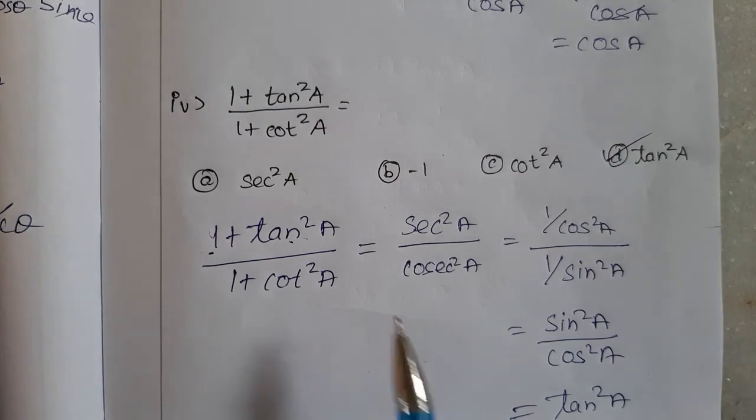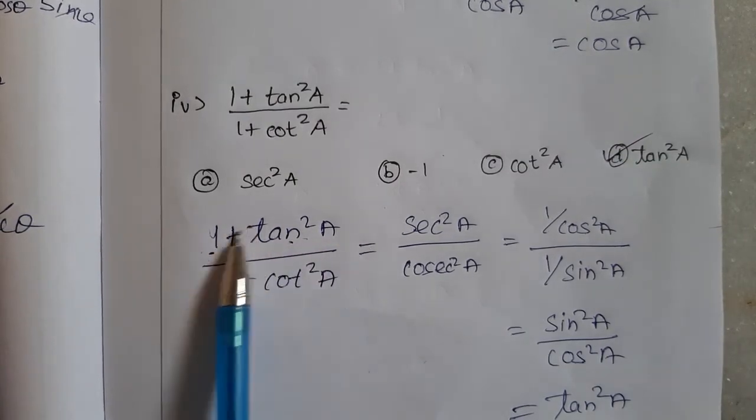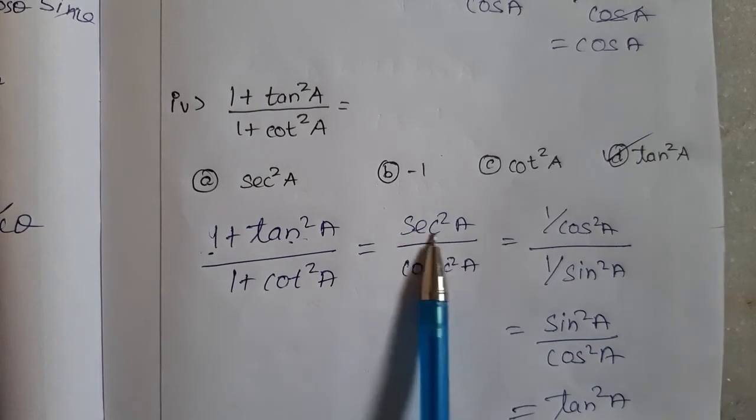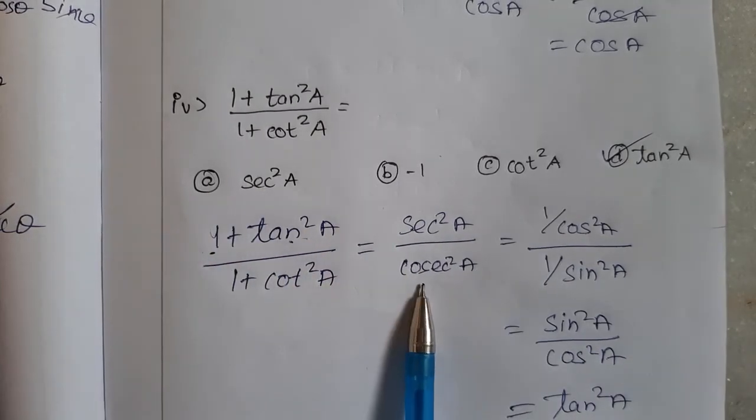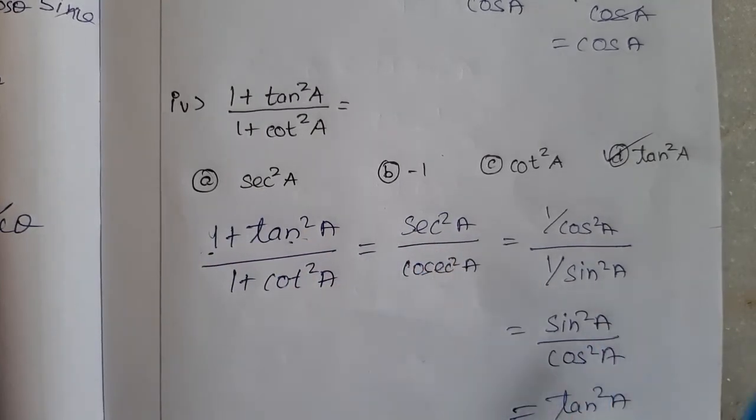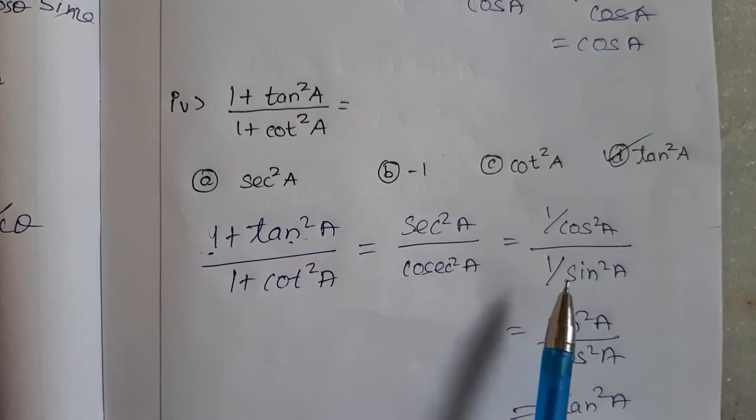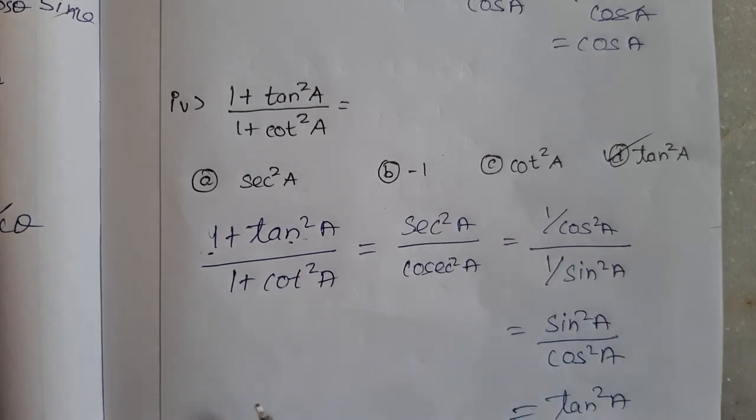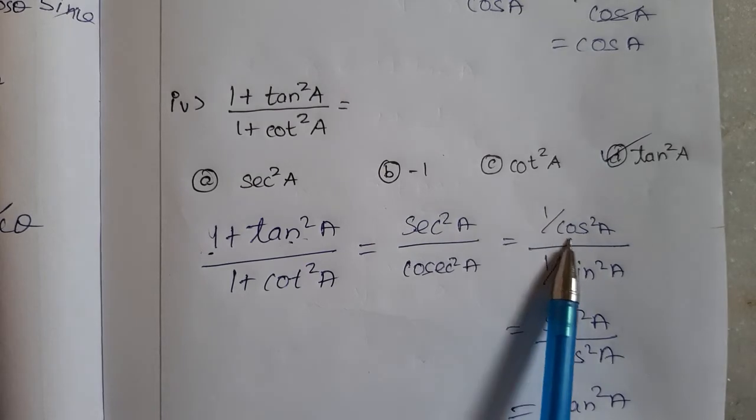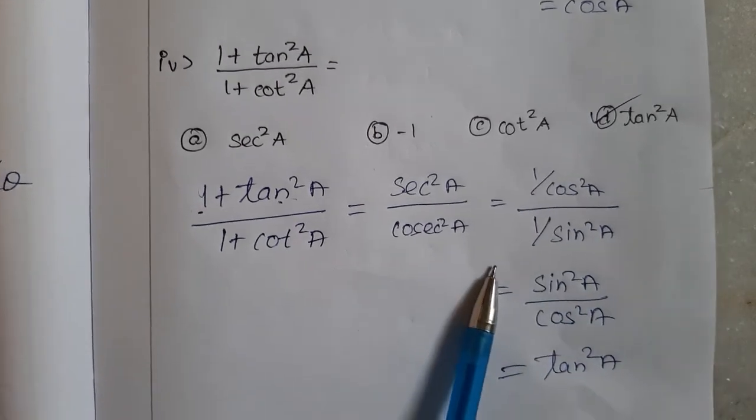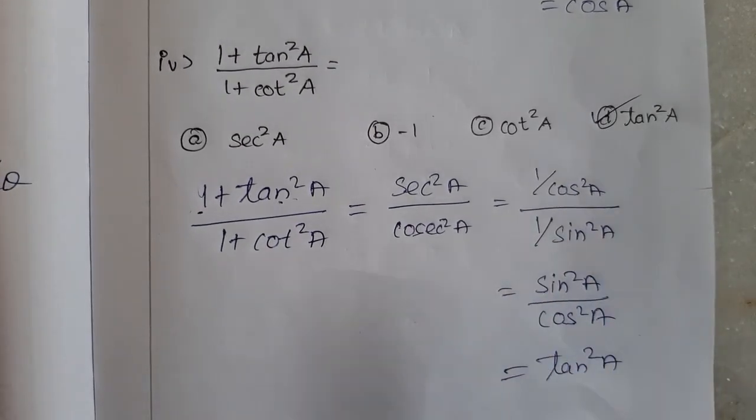So we have to simplify, written as sec square A by cosec square A. Sec is in the options, but cosec is there, so let me simplify even this cosec, which is 1 by sin A, which we know from the identities, ratios, 1 by cosec is sin. So with that, if you simplify, we are getting tan square A.